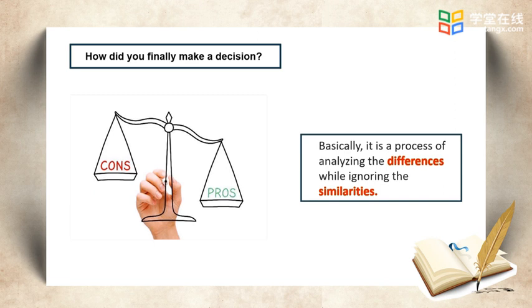If option A has more positive qualities but fewer negative qualities than option B, option A wins. In the whole process, we basically analyze the differences but ignore the similarities. Both the similarities and differences are the focus in week 10.